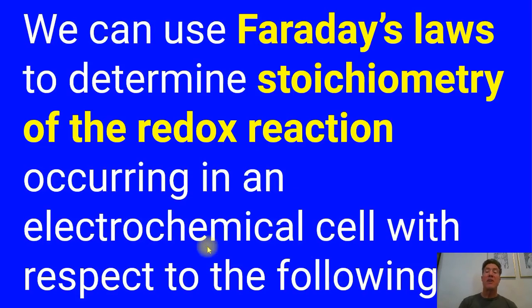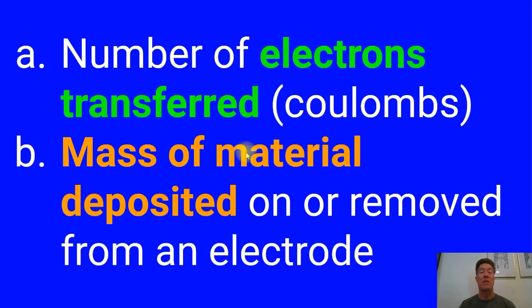Now we can use what's known as Faraday's laws to determine the stoichiometry of the redox reaction that happens in an electrochemical cell. And we're going to track the following things. We're going to look at the number of electrons transferred.